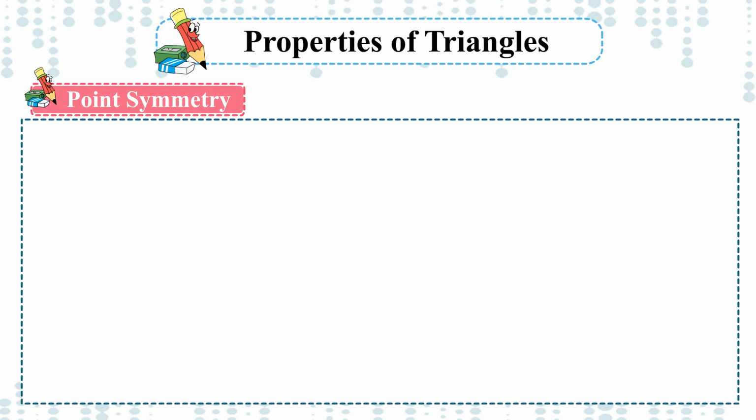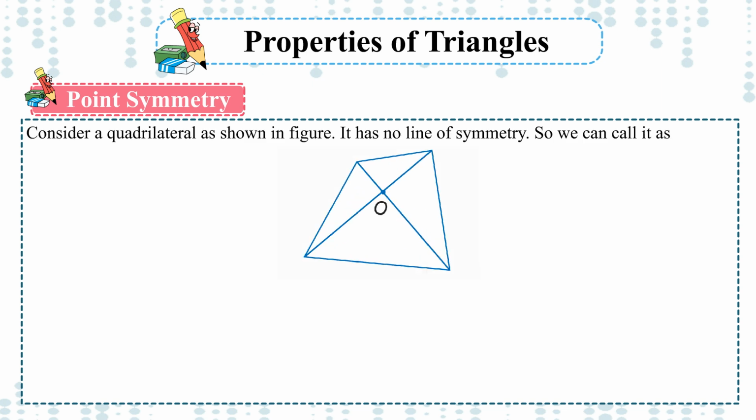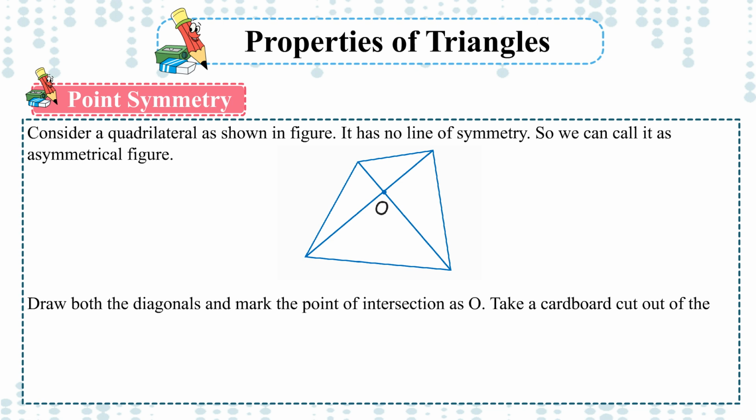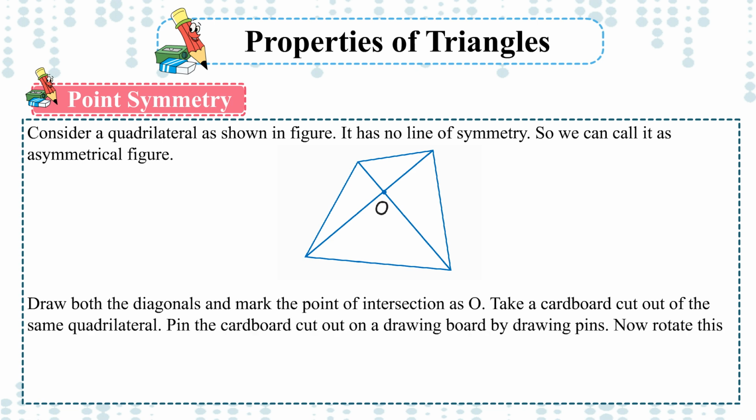Point symmetry. Consider a quadrilateral as shown in the figure. It has no line of symmetry, so we can call it an asymmetrical figure. Draw both the diagonals and mark the point of intersection as O. Take a cardboard cutout of the same quadrilateral.